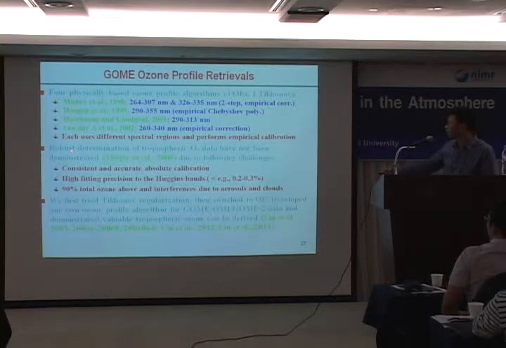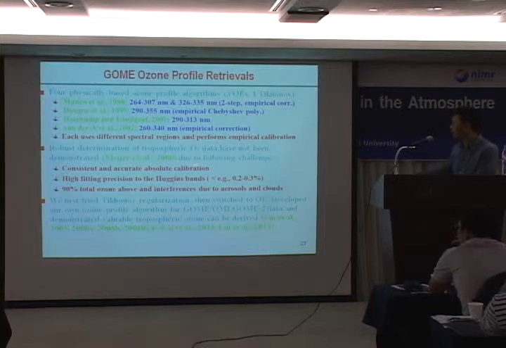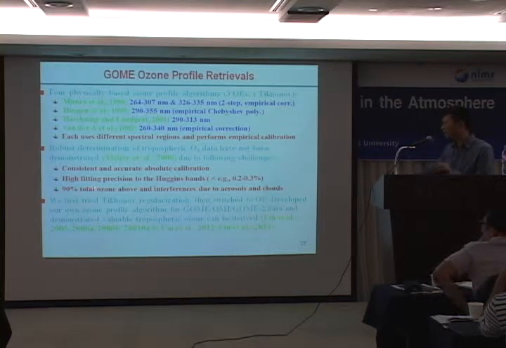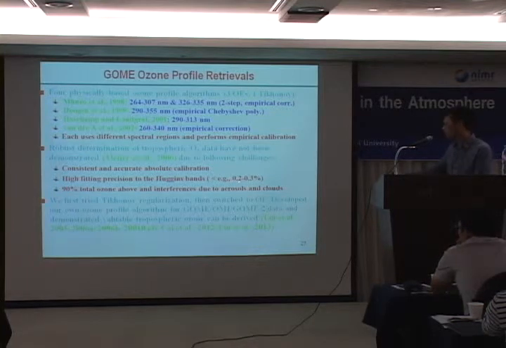At that time, I think the robust determination of tropospheric ozone information had not been demonstrated because of some challenges. The first is that it requires consistent and quite accurate absolute calibration. Also, in order to get the tropospheric information, you have to fit the measurement to better than 0.2 to 0.3% in order to extract the weak tropospheric ozone information. Also, 90% of the ozone is above the troposphere.